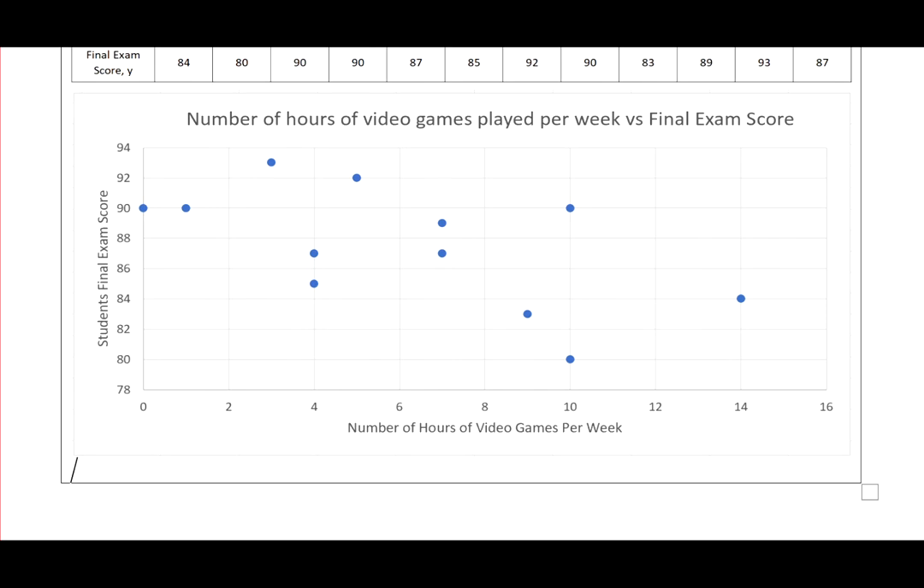I can still see sort of the linear pattern here, and so we would say that this is more of a moderate strength. So here's how we might describe it. The form is linear, the direction is negative, and the strength is moderate.